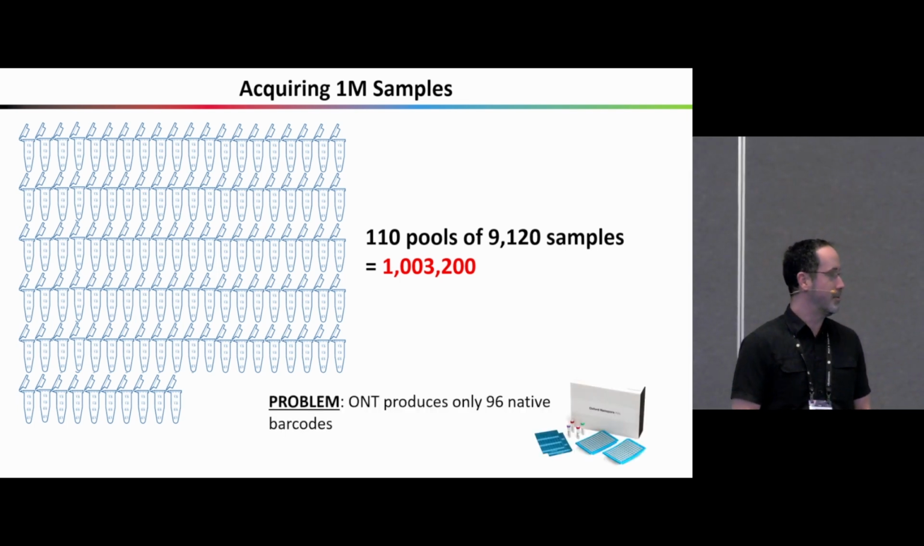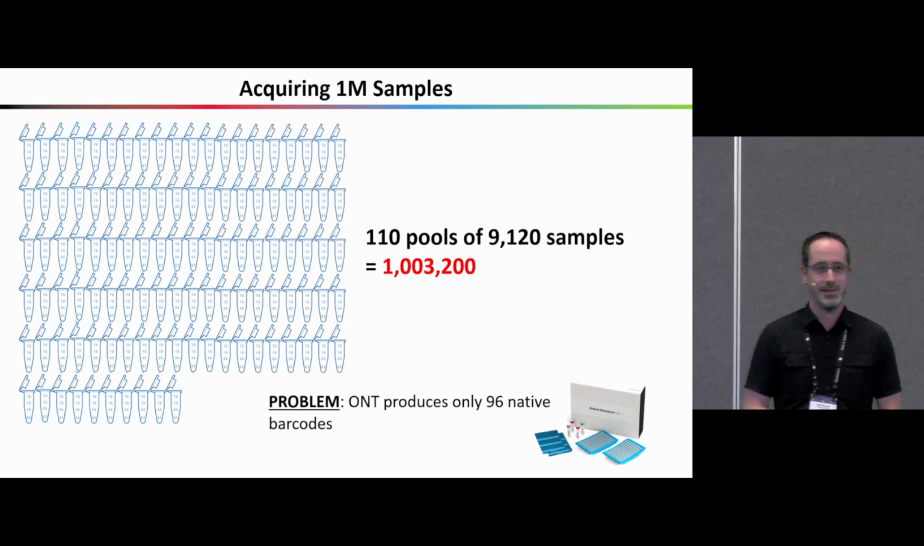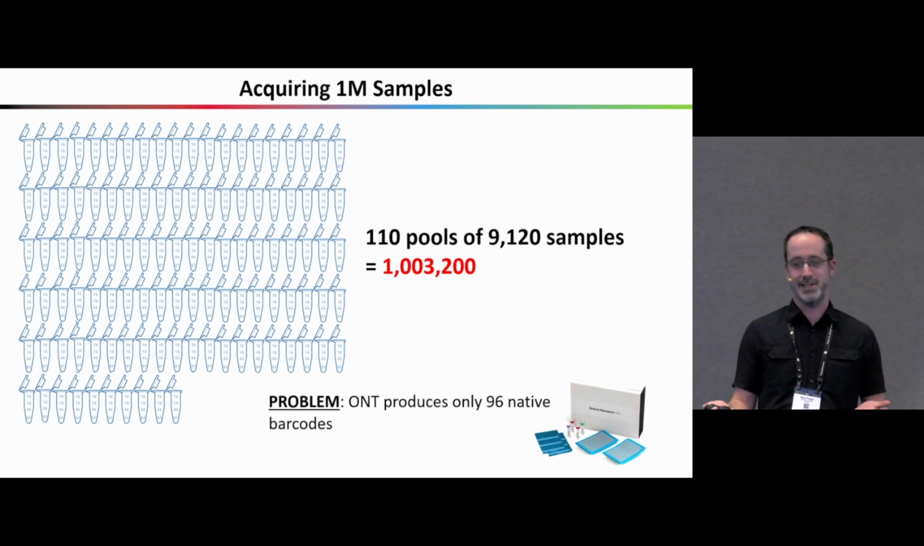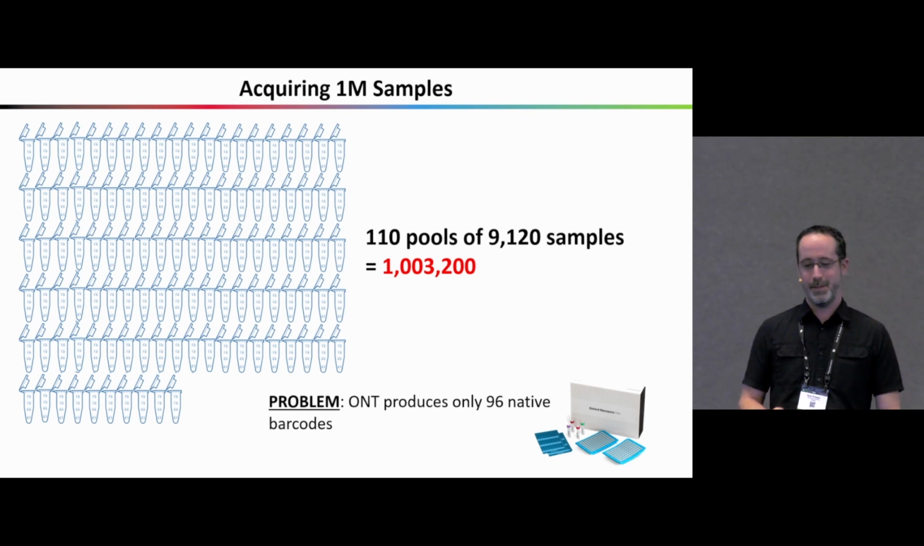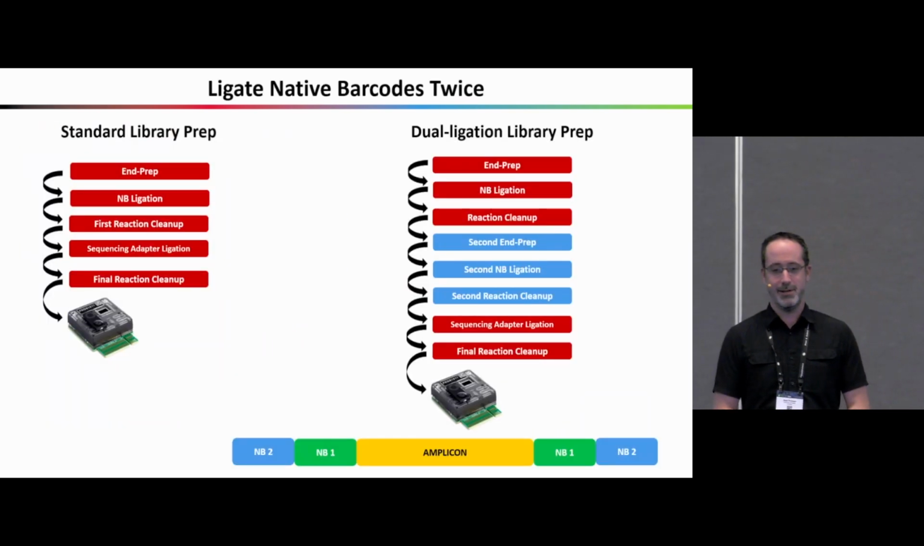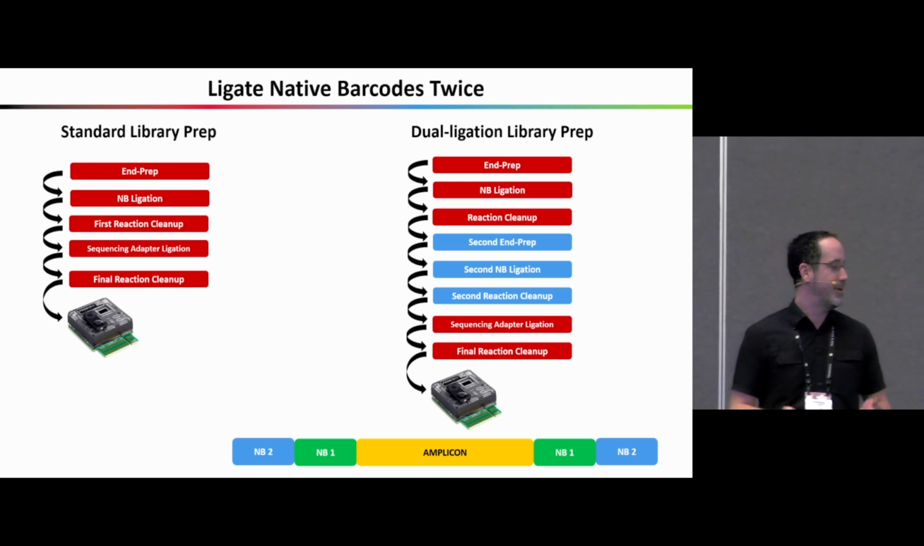Unfortunately, ONT only makes 96 native barcodes. And we thought, well, we'll just do 96. But then that wasn't quite 1 million, and it drove our OCD crazy. We're like, no, we've got to figure out a way to hit 1 million. So we came up with this idea of doing a dual native barcode ligation approach.